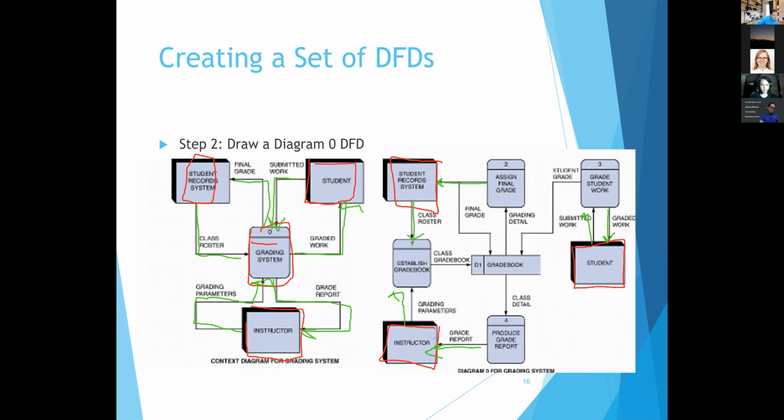You can see that some of the data flows like class grade book, class detail, final grade, grading detail, and student grade don't appear in the context diagram at all, because they are inside the system. The green lines represent the input and output to the external entity, which might be a person or another system. That's why they must be clearly written in the context diagram.